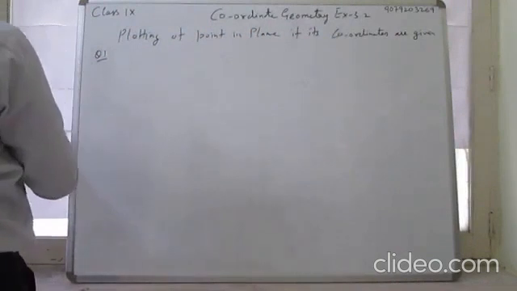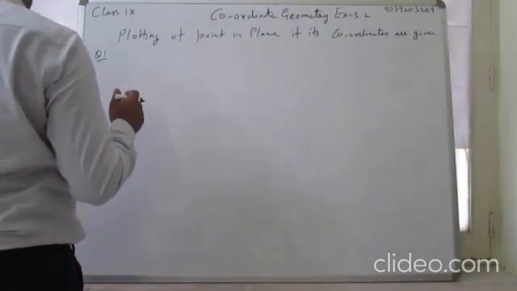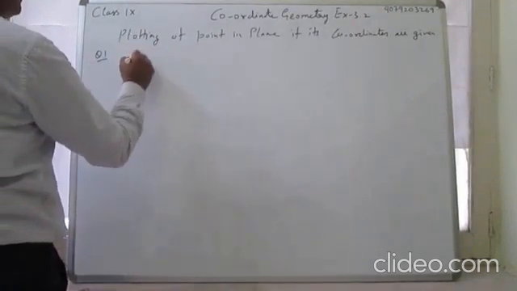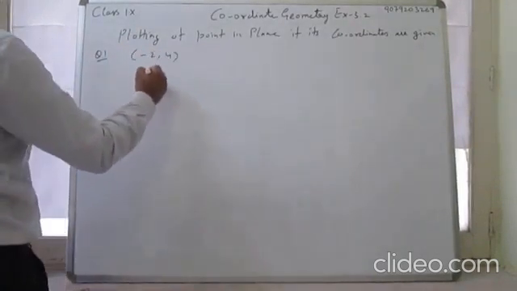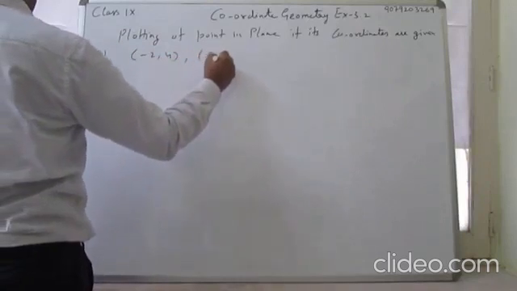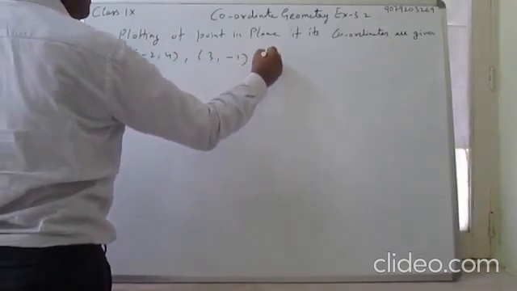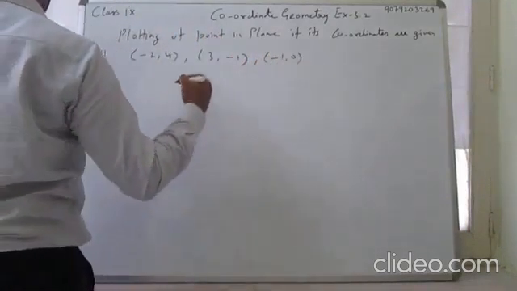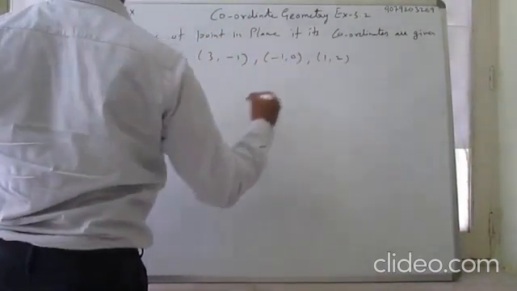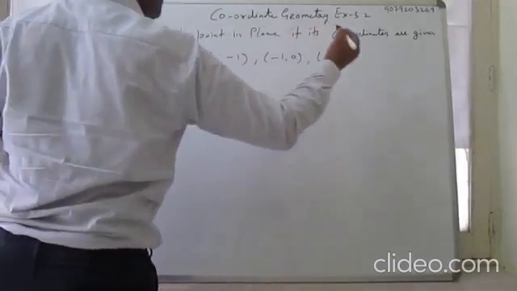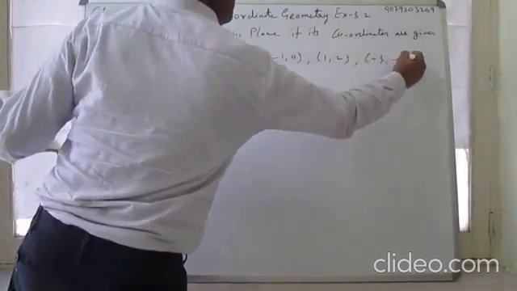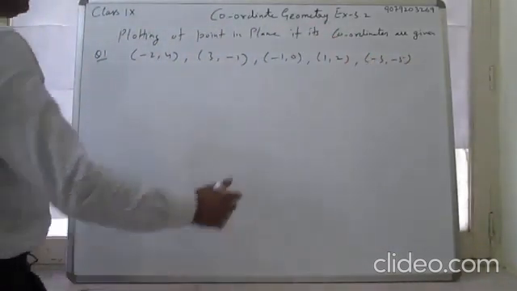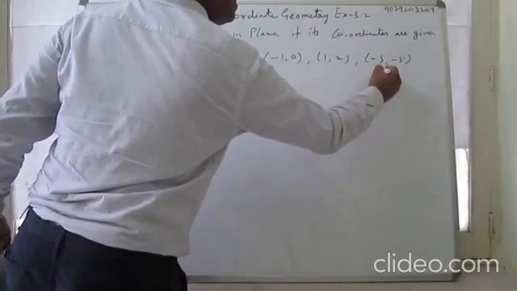Question first. In which quadrant or on which axis do the points lie: (-2, 4), (3, 1), (-1, 0), (1, 2) and (-3, -5). Verify your answer by locating them in the Cartesian plane.